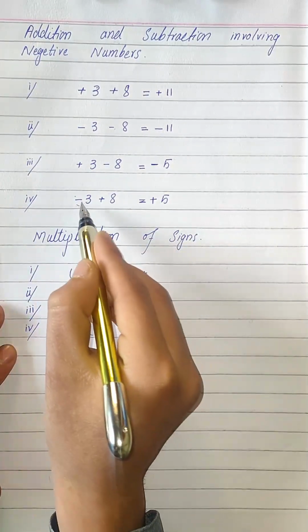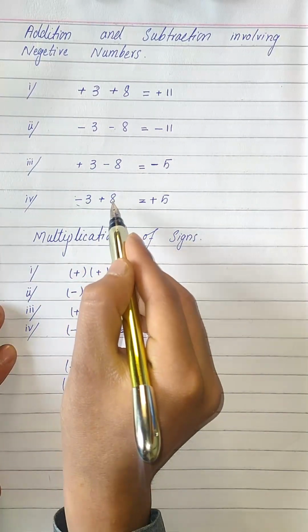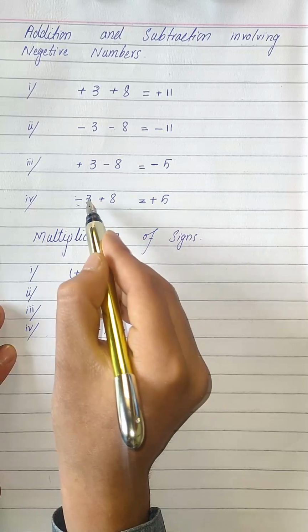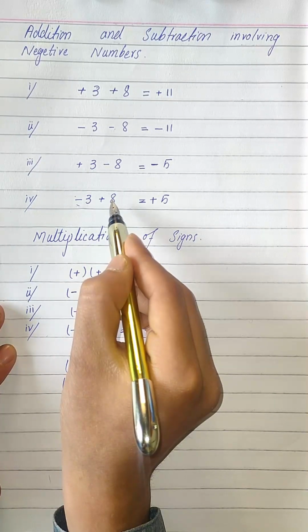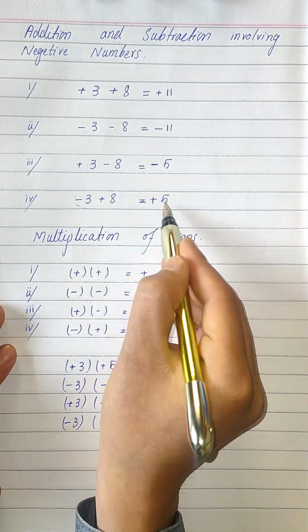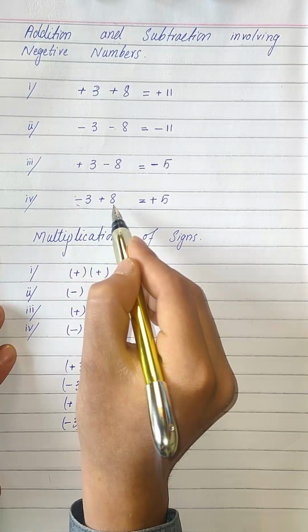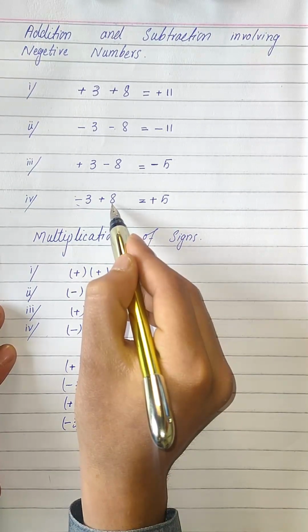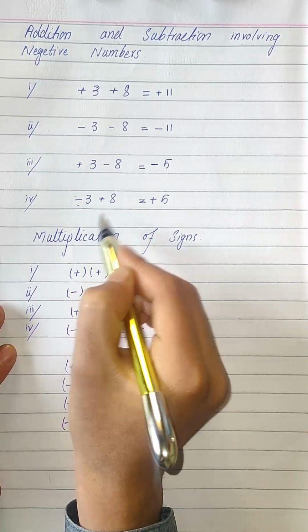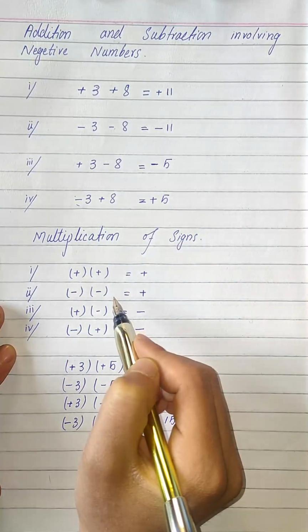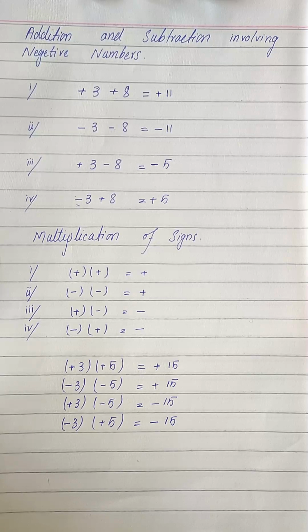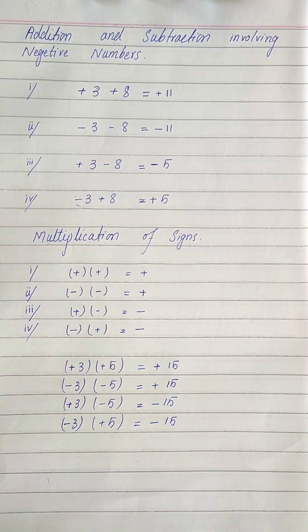And in part 4, again we have two different signs, so we are just going to subtract the smaller value from the greater value. So 8 minus 3 will be 5, and with the answer we are going to write the sign of the greater value. Here 8 is the greater value and it has a plus sign, so the plus sign will come with the answer. These techniques will be used in exercise 2b, which we are going to solve.